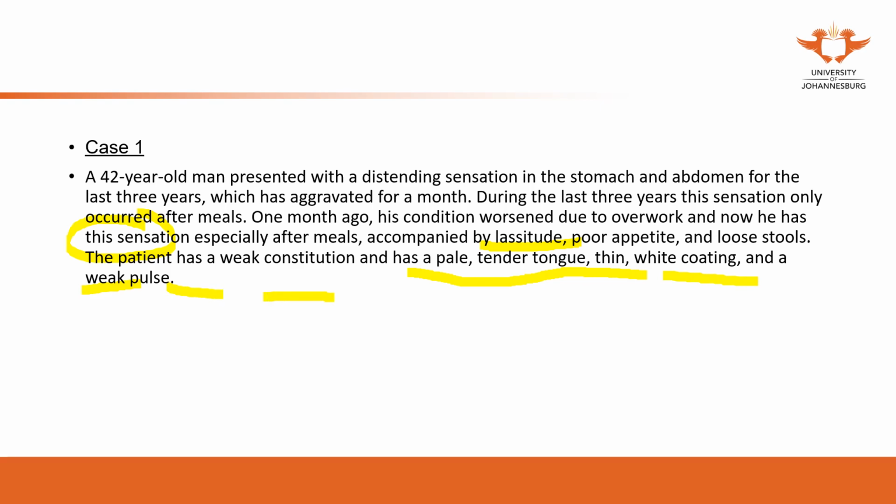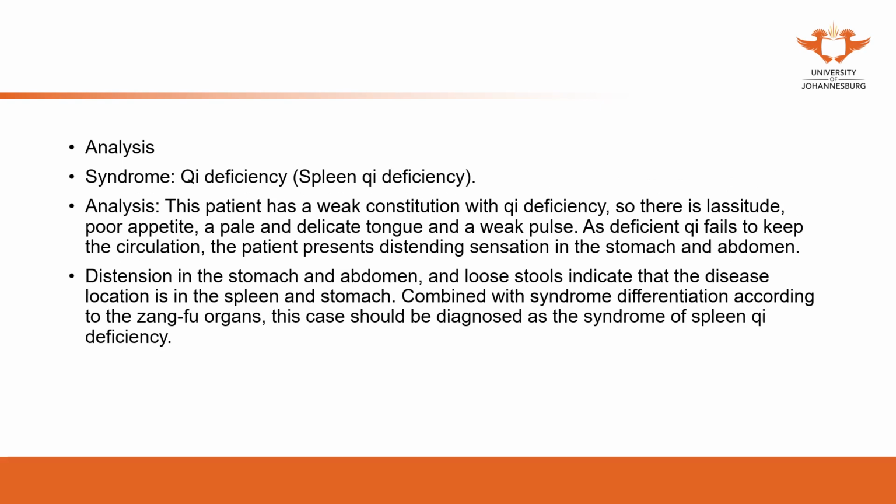How to diagnose? How to analyze these different symptoms? Lassitude, poor appetite, and loose stool. In future, you will know that this is spleen deficiency, overwork. So these are some of the key manifestations after meals. When we see the manifestations, the patient presents with poor appetite, lassitude, tender tongue, and weak pulse. That's from the qi deficiency. So those are the manifestations of qi deficiency. And the distending sensation can be the qi deficiency resulting in qi stagnation. The distension in the stomach and abdomen, loose stool.